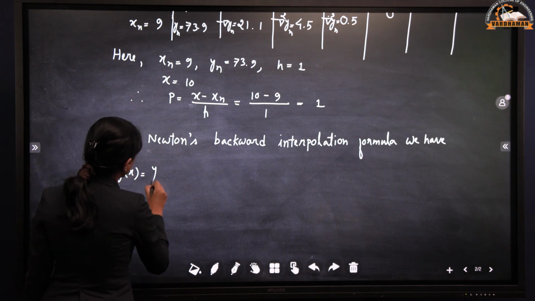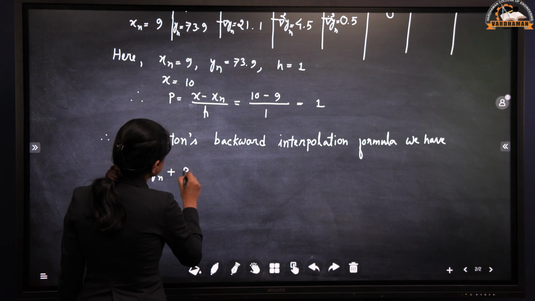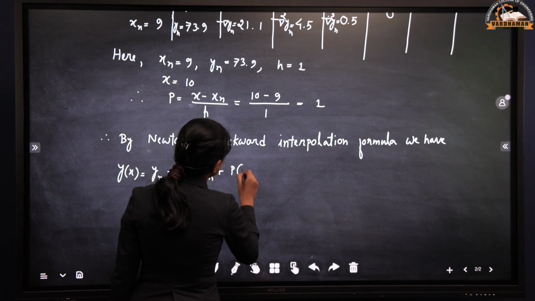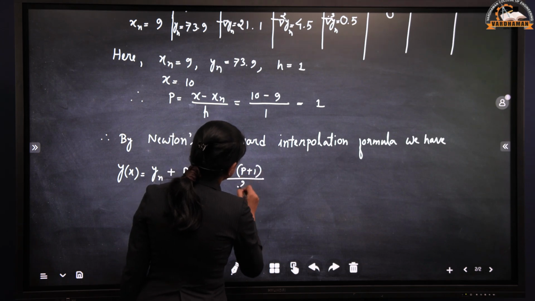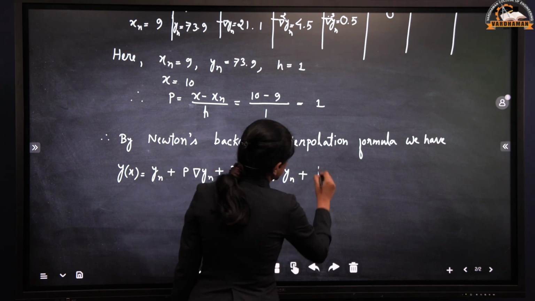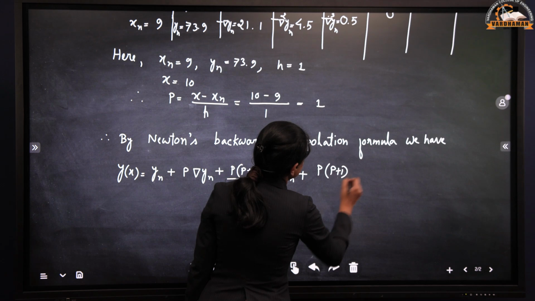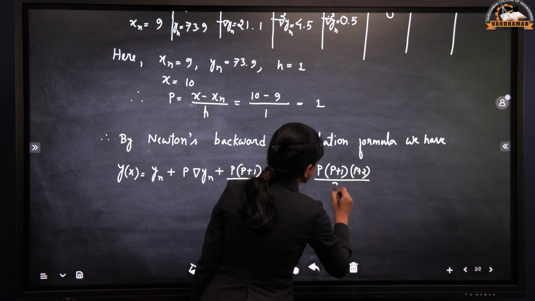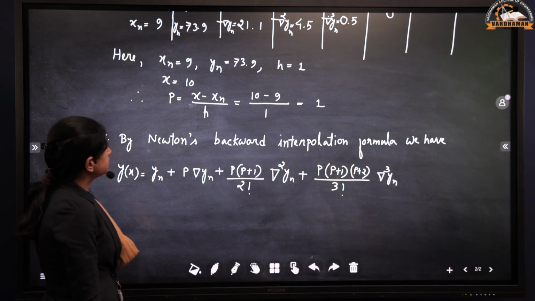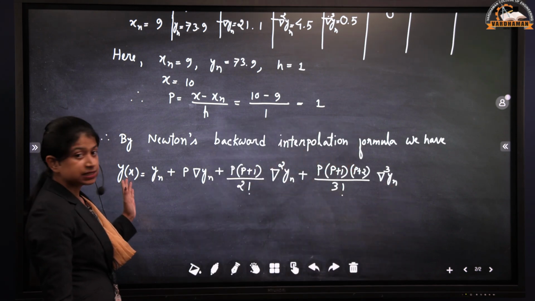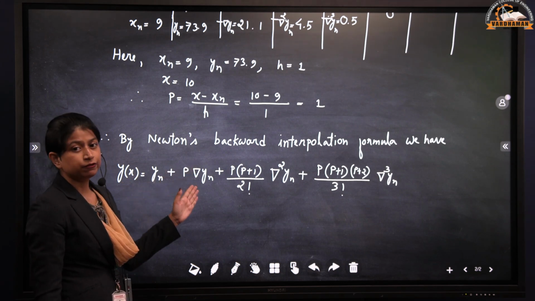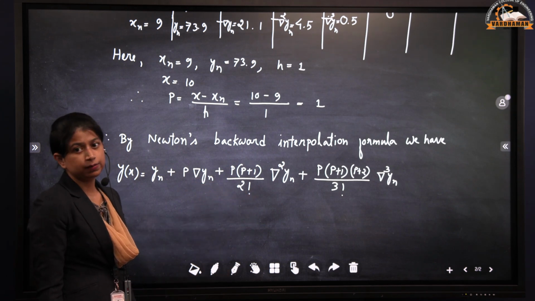yx is equal to yn plus p into first backward difference on yn plus p into p plus 1 by 2 factorial second backward difference on yn plus p into p plus 1 p plus 2 by 3 factorial third backward difference on yn. Now we can substitute the values x as 10, yn then p and this first backward difference, second backward difference and third backward difference.